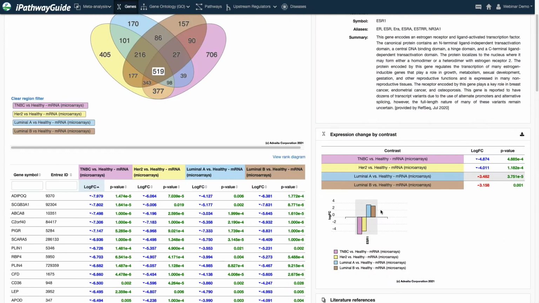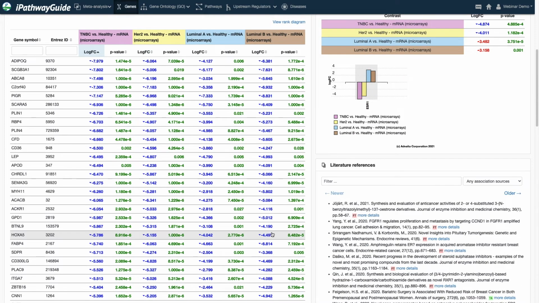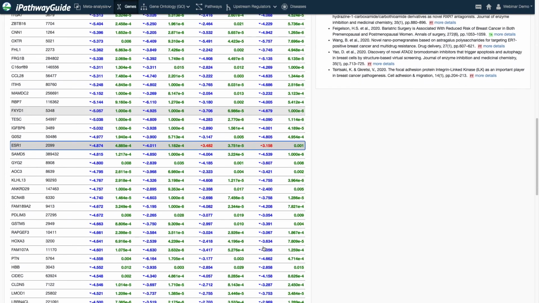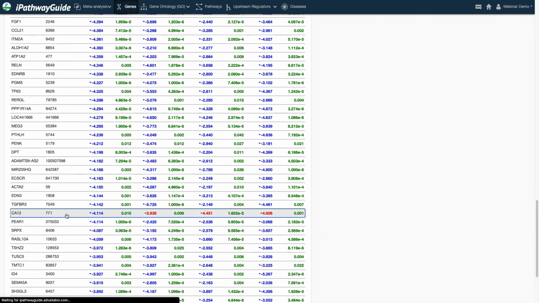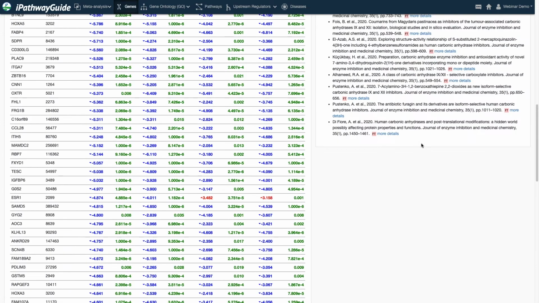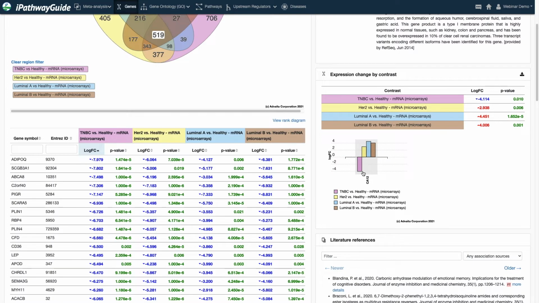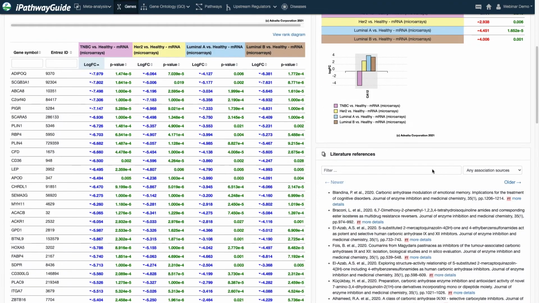In fact, you can see it here. But it does not uniquely identify triple negative. So we're going to keep going. And as we keep going, we quickly find CA12. And here is a gene that is uniquely down in triple negative and up in the other subtypes. So it has a unique pattern in triple negative.